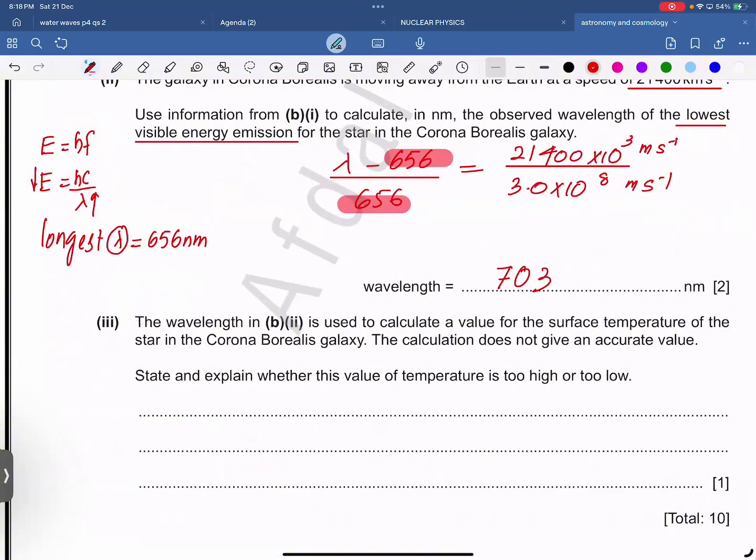The wavelength is used to calculate the value of the surface temperature of the star in the Corona galaxy. The calculation does not give the accurate value. Which calculation? This wavelength is used to calculate the temperature, so temperature calculations are not exact. State and explain whether this value of temperature, the one which you calculated, is too low or too high. Yes, my dear. Easy, easy. It's just like a previous question.